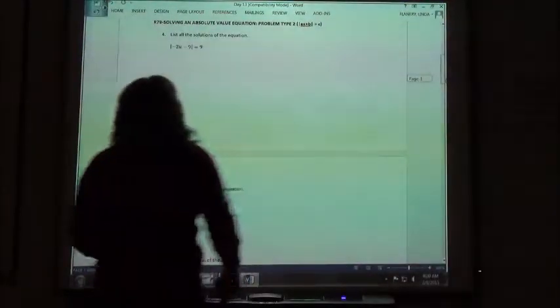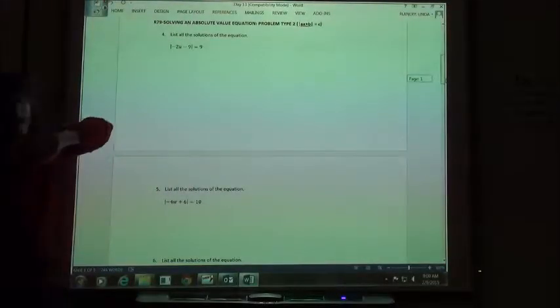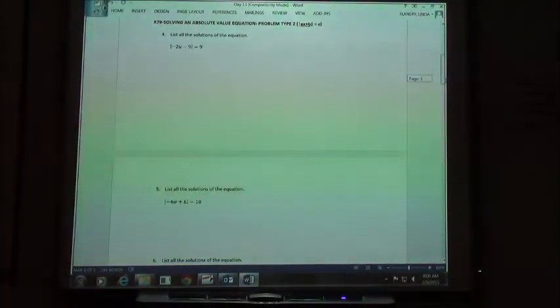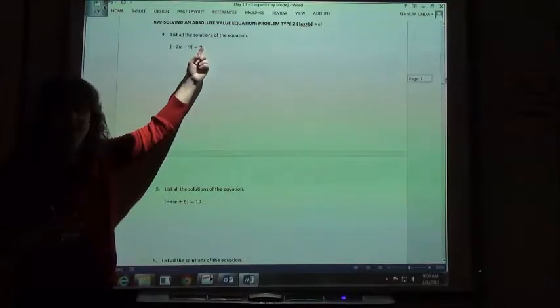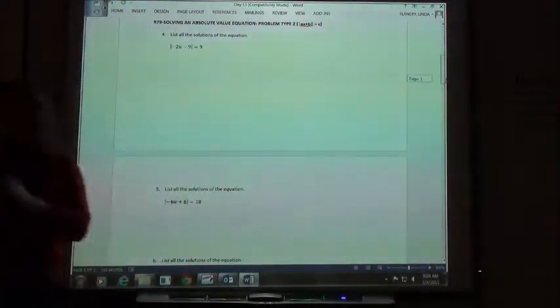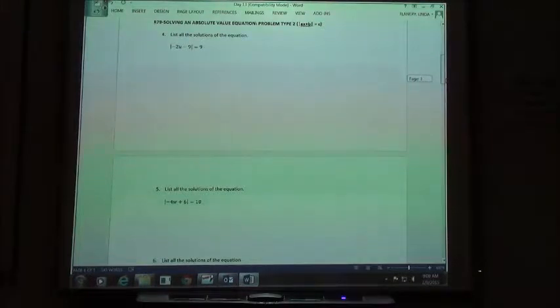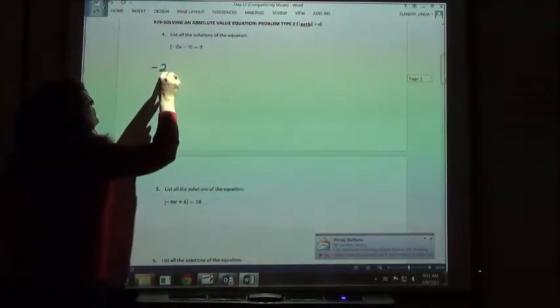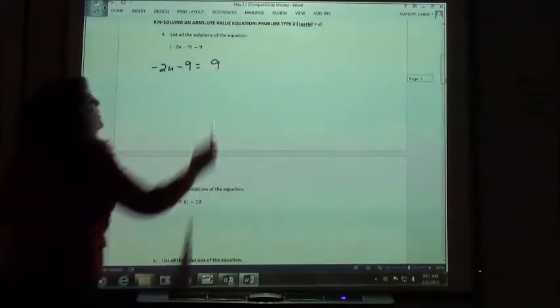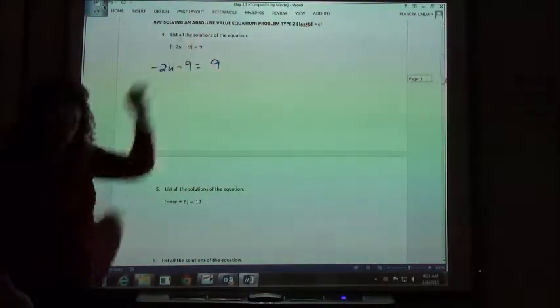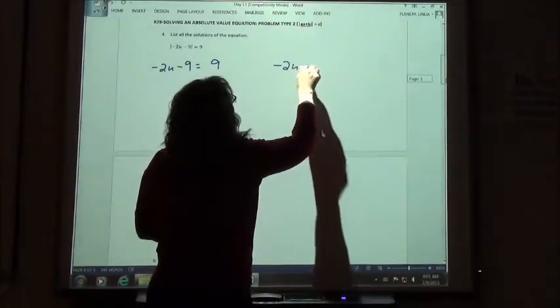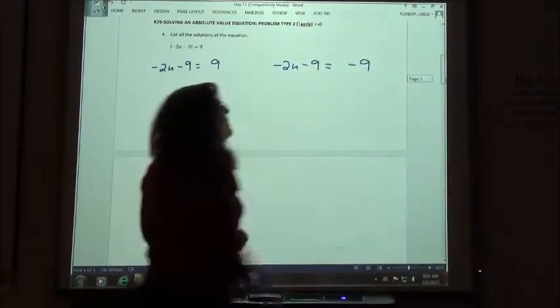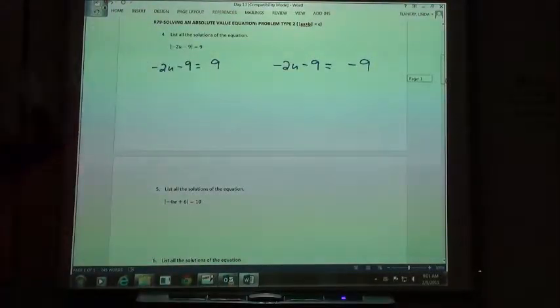So then we get to some little longer ones here. Here the absolute value is already by itself. You can't move the stuff out of there until you apply your rule for absolute value. So if this number here on the end is positive, you're going to write down 2 separate problems. It can either be equal to the +9 or to the -9. If this number over here is negative, then it's going to be a no solution. So in this case, I'm going to say either -2u minus 9 could equal 9, because the absolute value of 9 is still 9, or -2u minus 9 could equal the -9, because the absolute value of -9 is still +9.